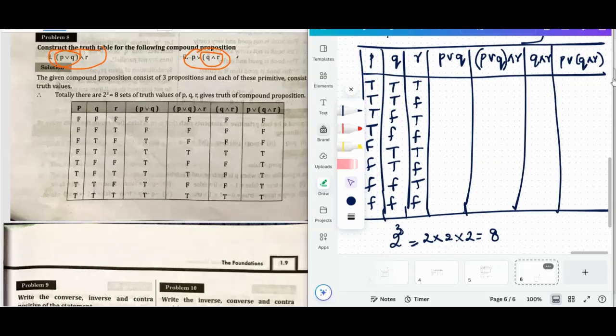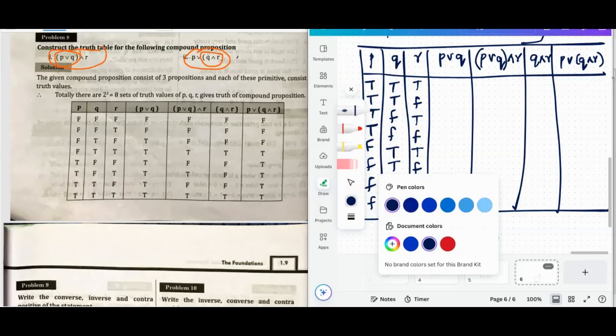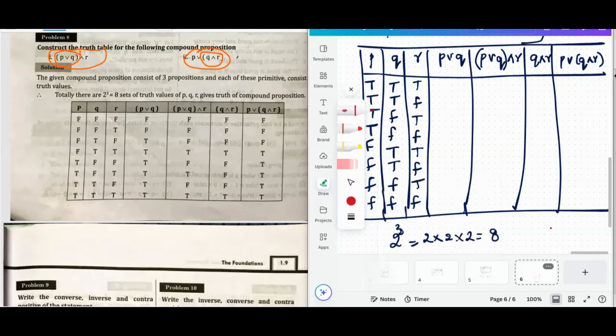Now we'll solve this. Look carefully at how to solve. Here we have first P or Q. What does or mean? Or is false only when both are F and F. So we check in the P and Q columns where we have F and F. We have F and F in two places, so we write F there. Then the remaining all will be T.